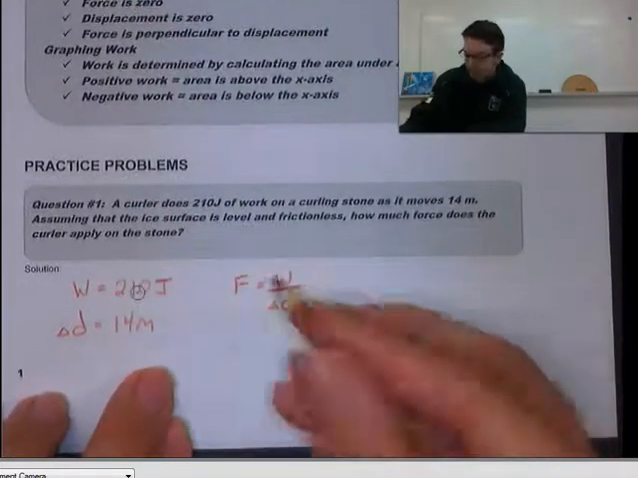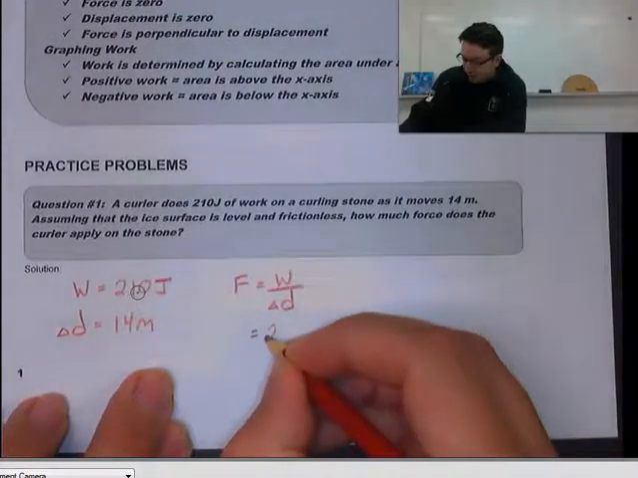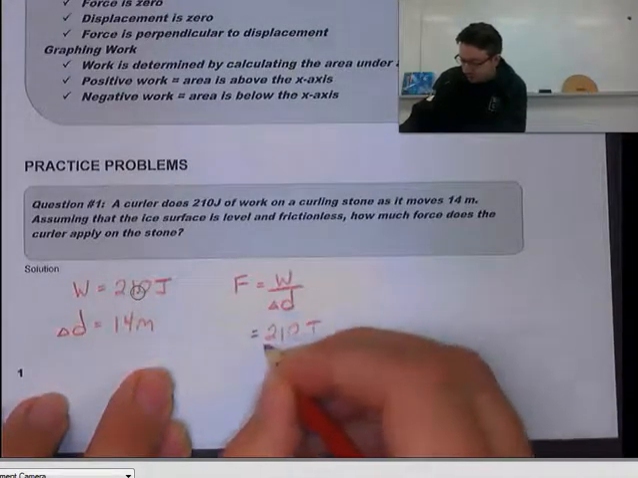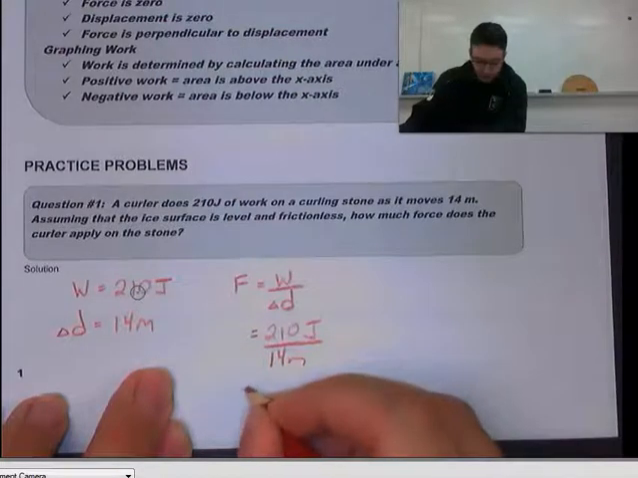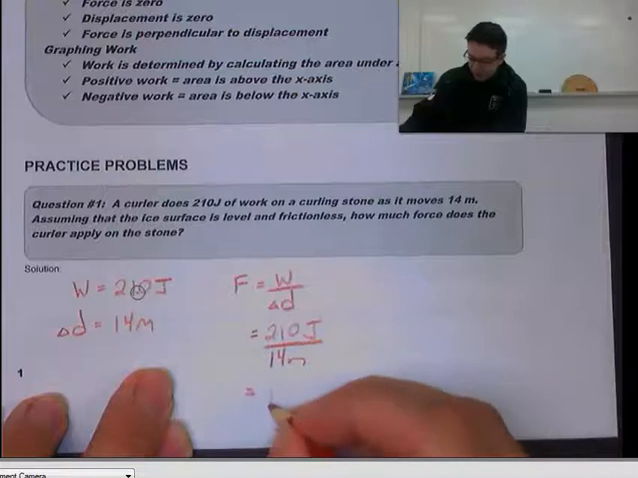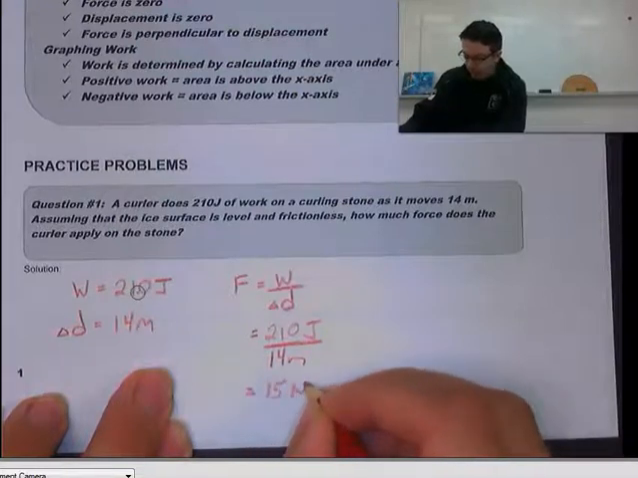So now we're going to plug in our known values. 210 joules divided by 14 meters. Okay, and joules per meter is newtons. We get 15 newtons.